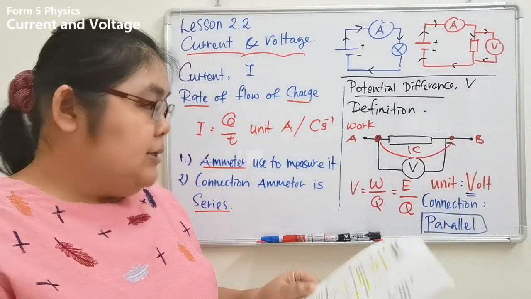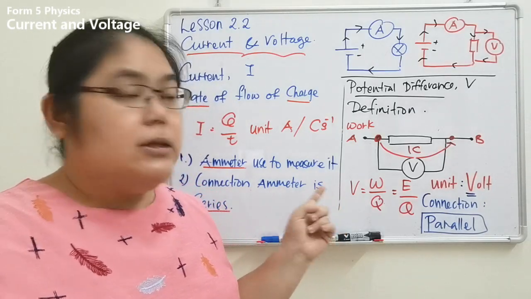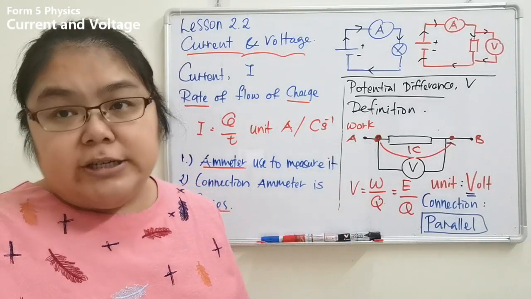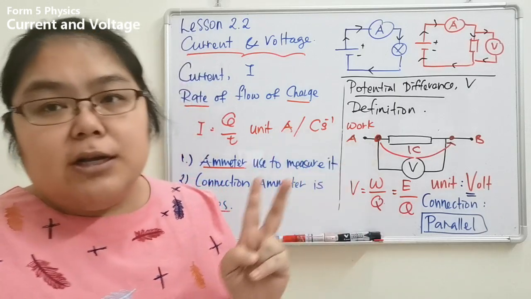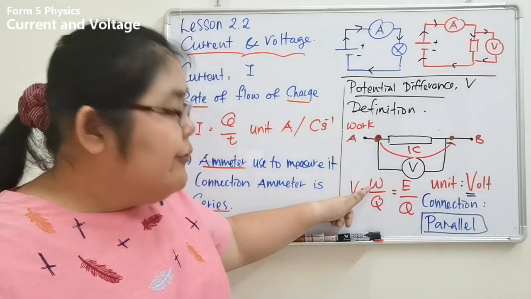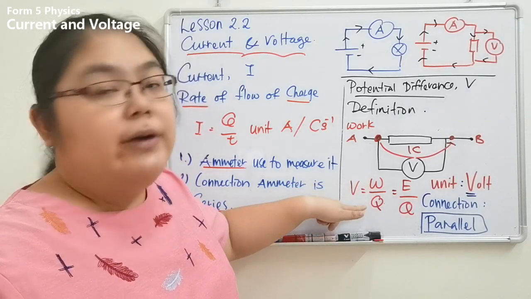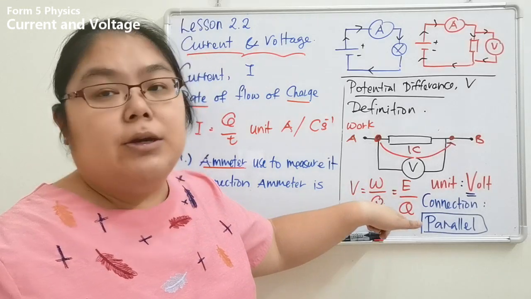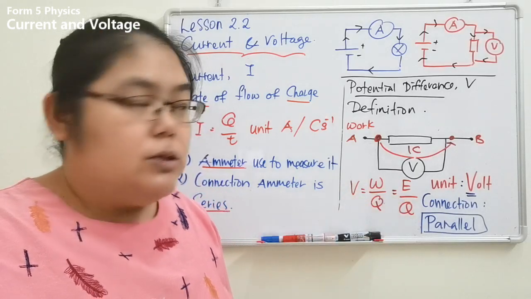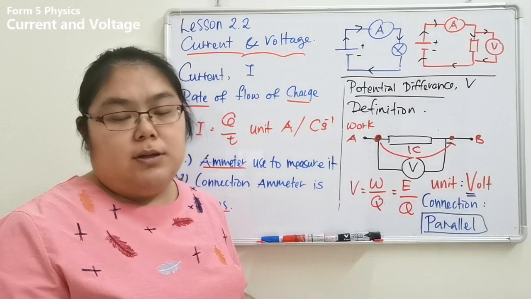Okay, now we're going to see the formula. Just now the definition, they say work done to move the charge. So that means there are 2 physical quantities that you mentioned just now. Work done over the charge, so you can say W over Q. You also can say E over Q. E is what? Electrical energy. So from here, this one is the formula for the potential difference.